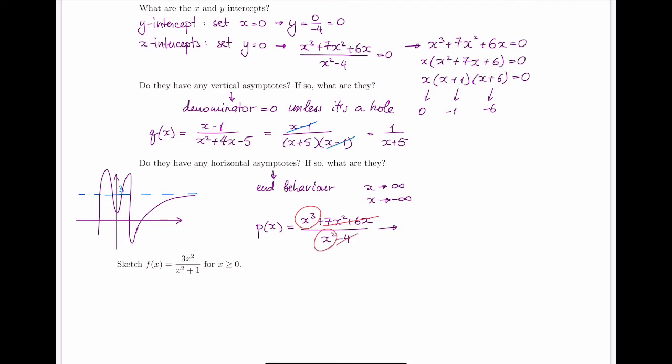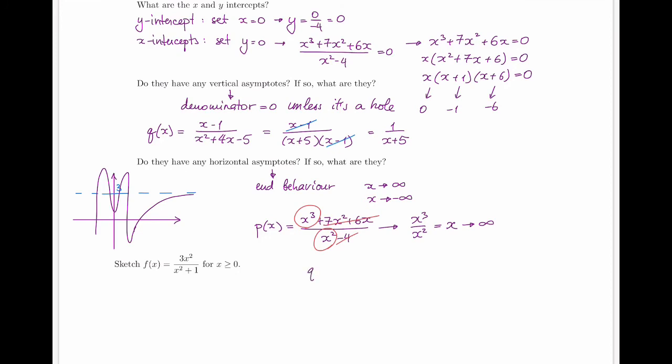So for large values of x, this function will approach x cubed over x squared, which we can of course simplify to be simply x. And if x is a large number, going to infinity, then this number alone is going to approach infinity. So for large values of x, this p of x simply approaches infinity. Okay, infinity is not a number, which means that this has no horizontal asymptotes. Take a look at the q of x. I'm going to have x minus 1 all over x squared plus 4x minus 5.